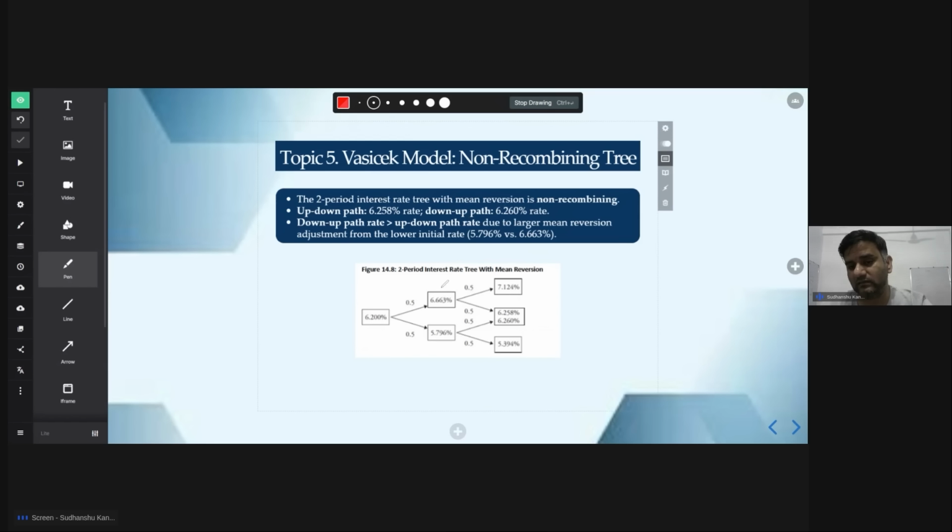That same thing, right? The probabilities did not change. Probabilities were still the same, right? But what happened was that now things are not matching. 6.258 is not matching 6.260. Why? Because the non-recombining part depends on your current level, right? So your drift depends on how far you are from your theta, your long-run equilibrium value, right?